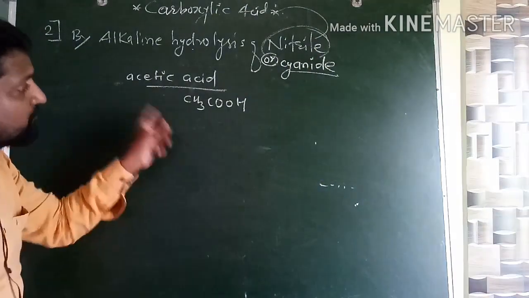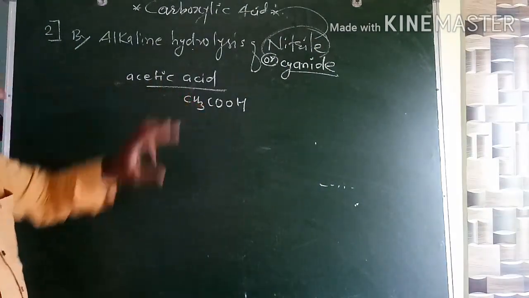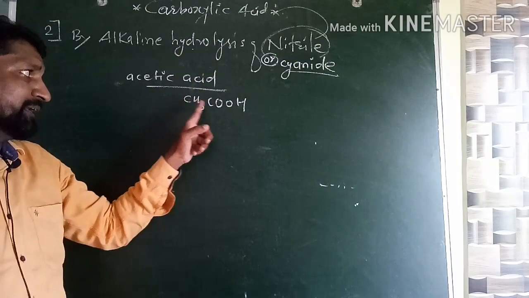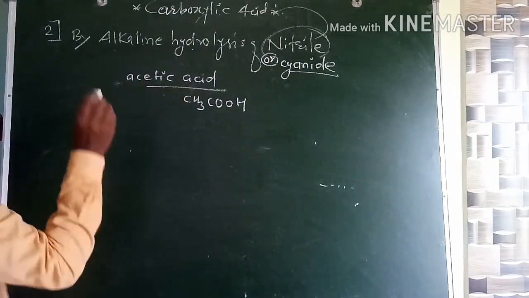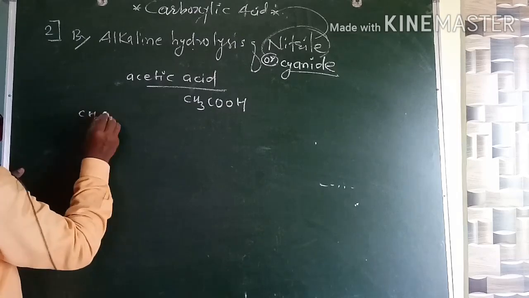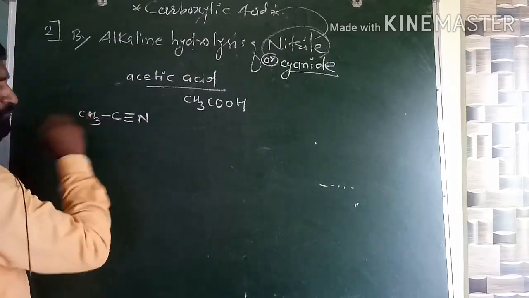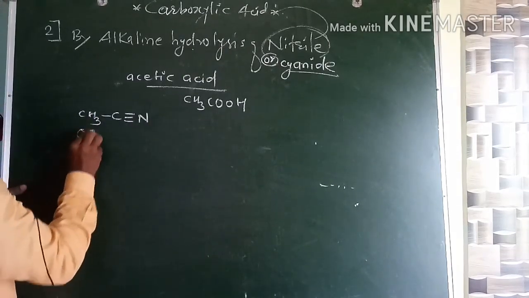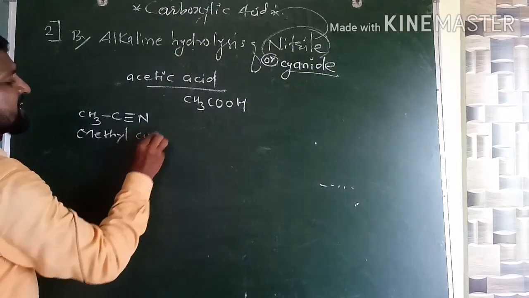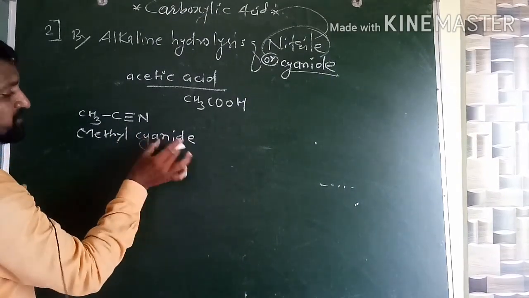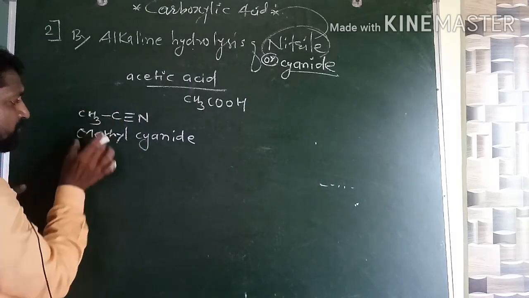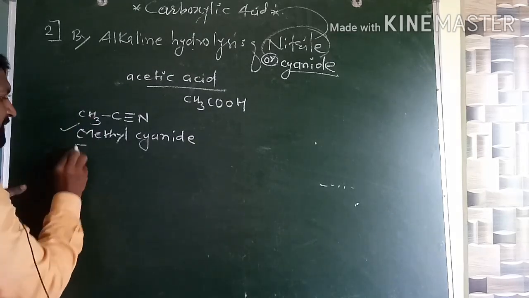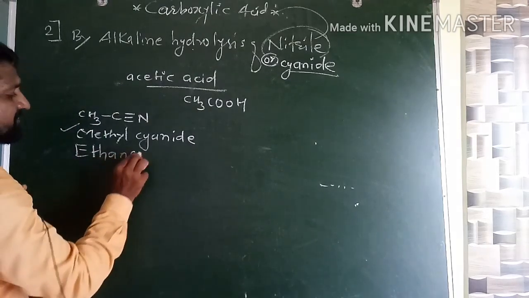Here we want to prepare acetic acid, therefore we have to select a nitrile, a cyanide, which contains how many carbon atoms? 2 carbon atoms. So the 2-carbon nitrile must be CH3C triple bond N. Automatically we can write this reactant. What is the name? It has two names: methyl cyanide, because if you want to use the word cyanide, you write the name of the alkyl group, common name. IUPAC name: 2 carbons, therefore ethane nitrile.